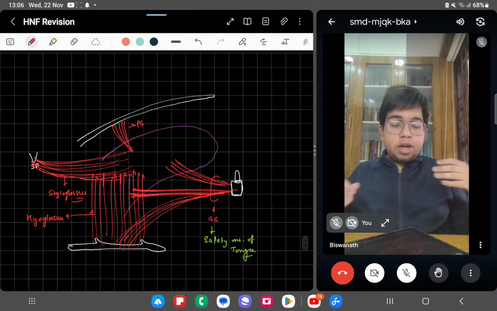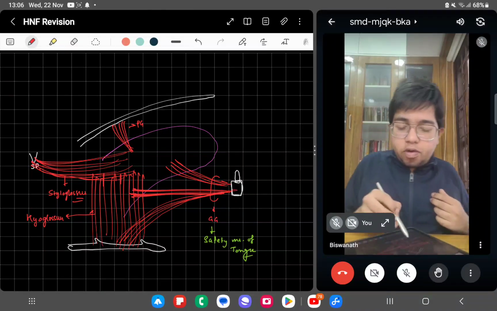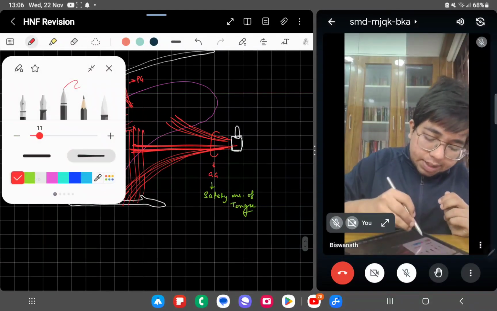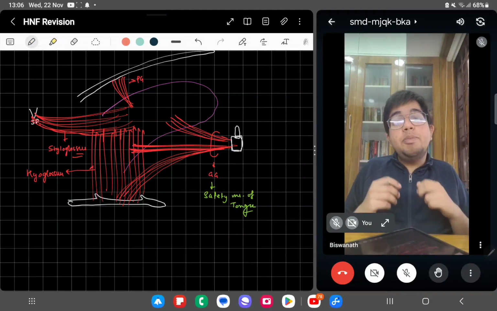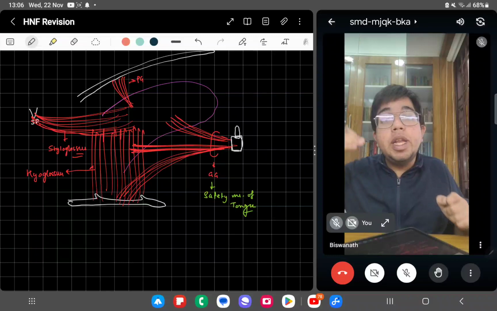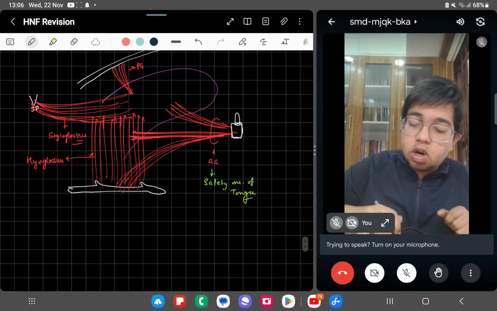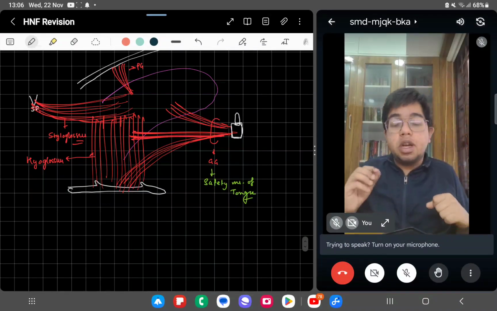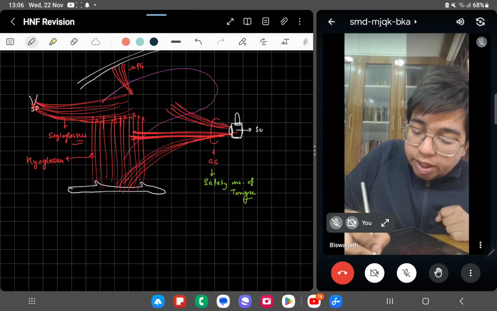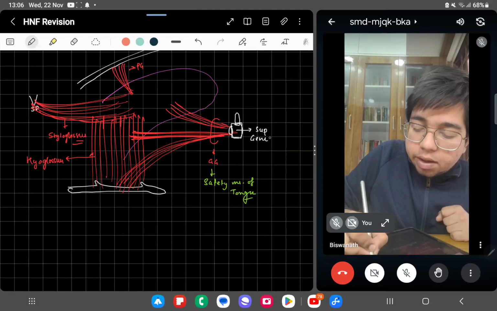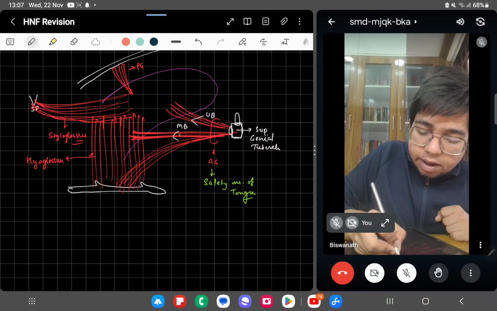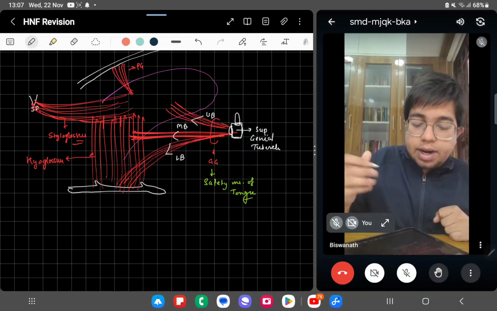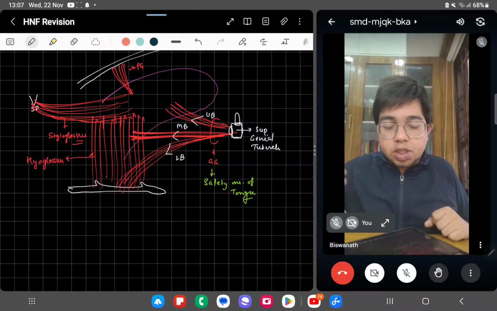So palatoglossus attaches to the root of the tongue, and then genioglossus arises from, its exact origin is, the superior genial tubercle of the mandible. It originates from the superior genial tubercle. It has an upper band, a middle band, and a lower band, attaching to various locations.